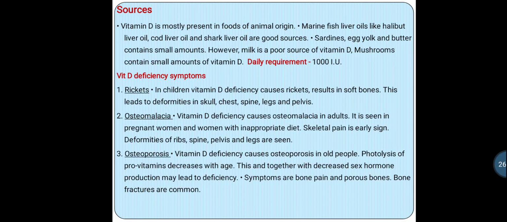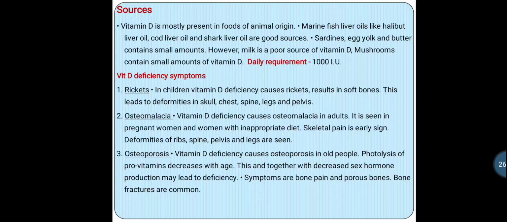Then which are the sources of vitamin D? So vitamin D is mostly present in foods of animal origin, such as the marine fish liver oils like halibut liver oil, cod liver oil and shark liver oil, which are good sources. Then the sardines, which are a type of fish. Then the egg yolk and the butter contain a small amount of vitamin D.